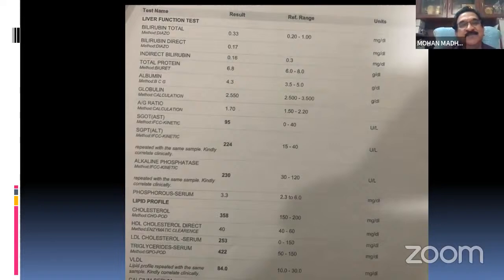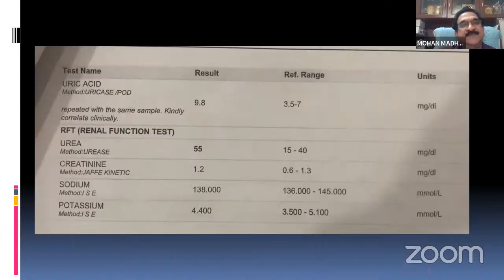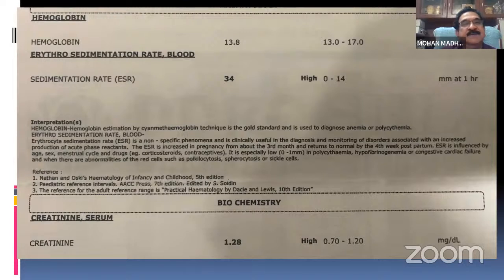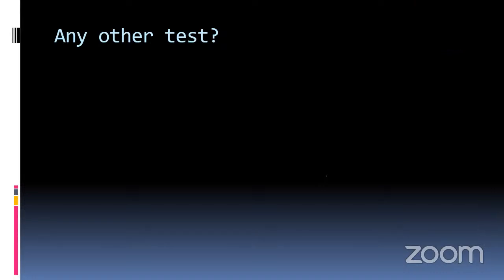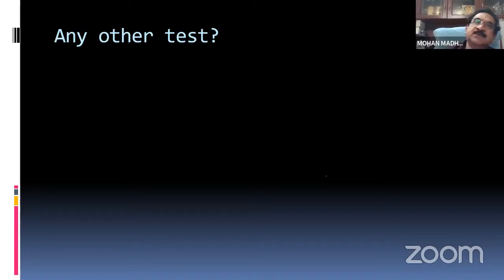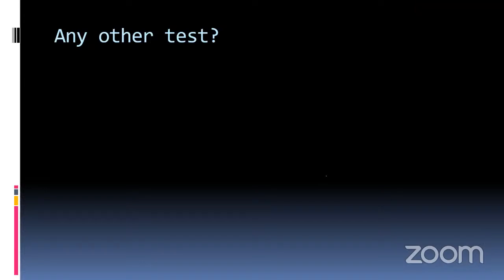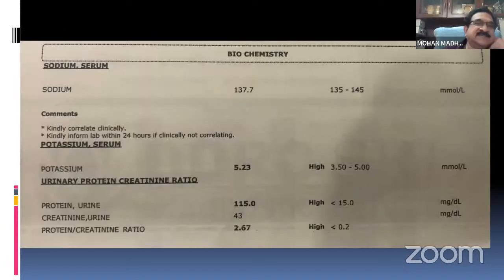Let's see the blood work now. Cholesterol was 358. Then renal function, urea 55, creatinine 1.2. Any other test you want? Cardiac workup normal. A cardiology consultation was taken, Sir, echocardiography. CT angio. Thrombophilia workup. Homocysteine. Prothrombotic states. Okay, let us see.